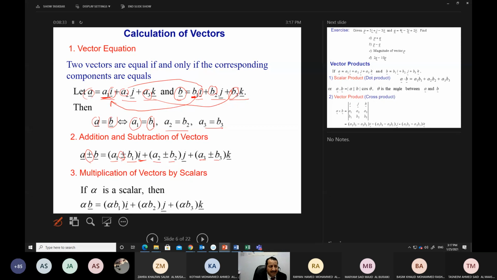What if we have a scalar alpha multiplied by vector B? Then I need to multiply alpha, as you can see here, by each element: the i element, the j element, the k element, right?